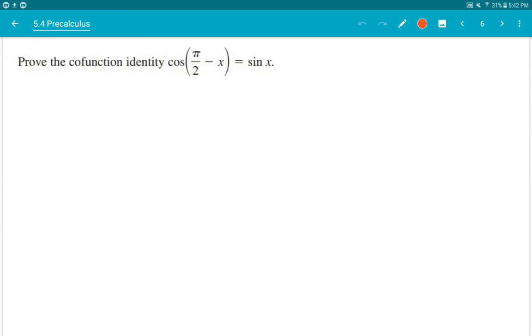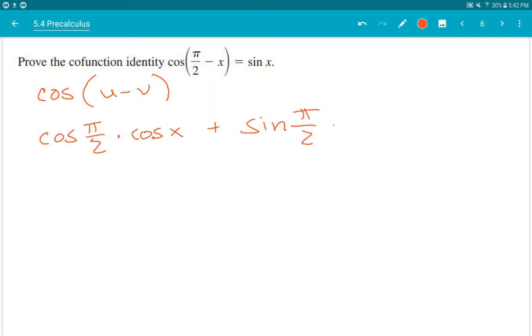All right, so here, prove the cofunction identity cosine of pi over 2 minus x is equal to sine of x. So this is just verifying, so we just need to do a proof. Okay, so this is a cosine of u minus v, so cosine of pi over 2 times the cosine of x plus the sine of pi over 2 times the sine of x.